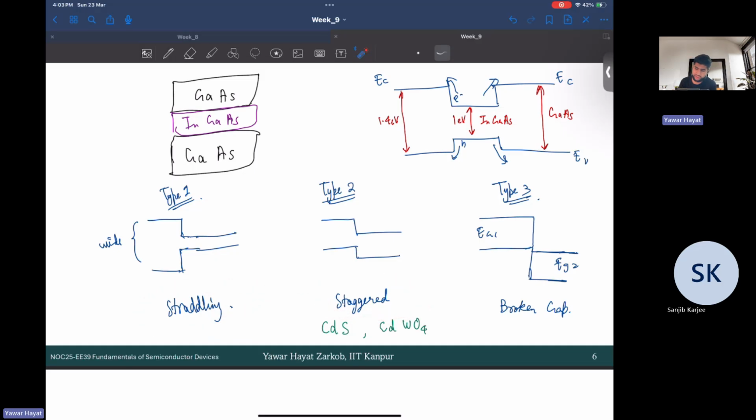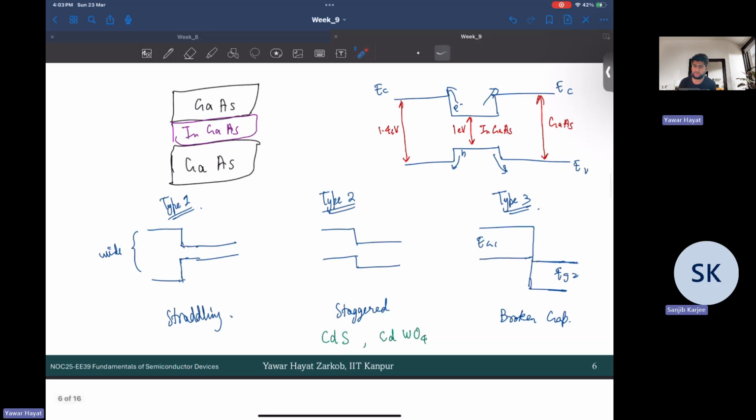And broken gap is altogether a different type, right? Where even this conduction band comes below this. It comes even below this. I would say there is some conduction band difference here as well. This is the valence band and this is the conduction band of the other. In type 3, the conduction band is not the same. It comes even below the valence band of the first material. This is the first material, this is the second.